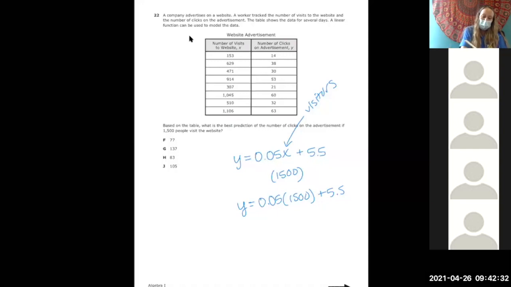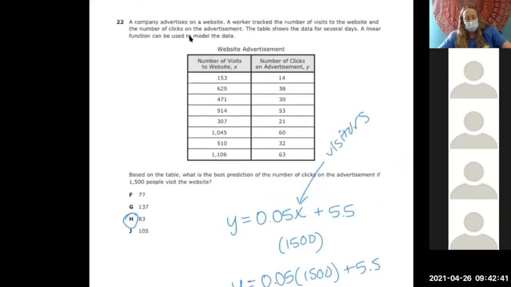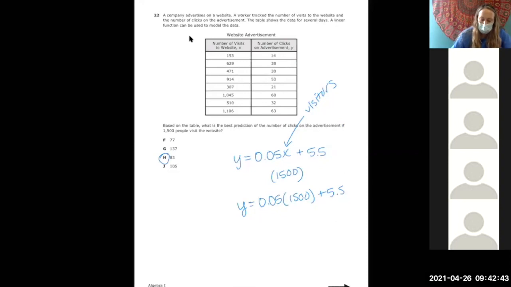80.5 is closest to, Jesus, it's right in between F and H. It's closest to H. Let me double check that that's the right answer. Hold on. Because that was literally right in the middle.